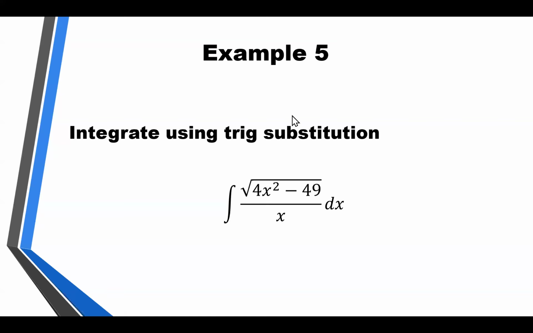Now everything so far, we've had x squared plus or minus a number, or a number plus or minus x squared, underneath our square root. If our u is just not x, but like 4x squared, so let's say we have the square root of 4x squared minus 49, all divided by x, integrated with respect to x. Let's integrate this.